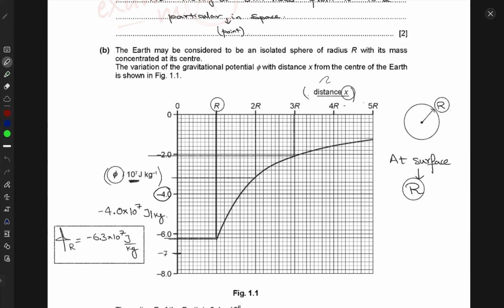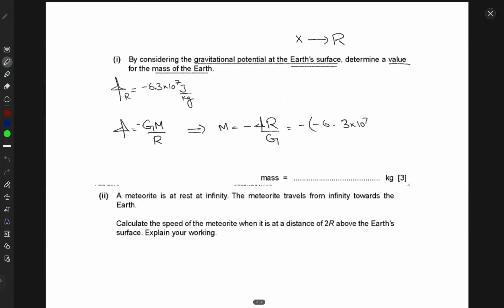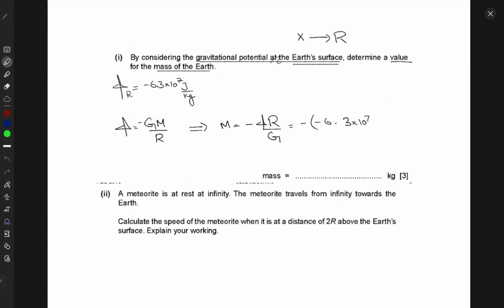So you can read off your distances and potential. You can read off your potential compared to the particular value of a distance. And all of these distances, as you can see, are given in terms of r. So we have 0, r, 2r, 3r, 4r, and 5r, where r is the radius of the Earth. We were given that by considering the gravitational potential at the Earth's surface, where the distance is r, determine a value for the mass of the Earth.